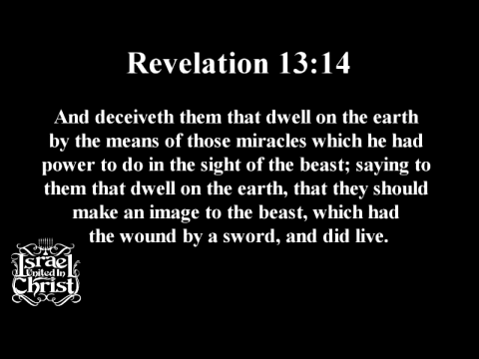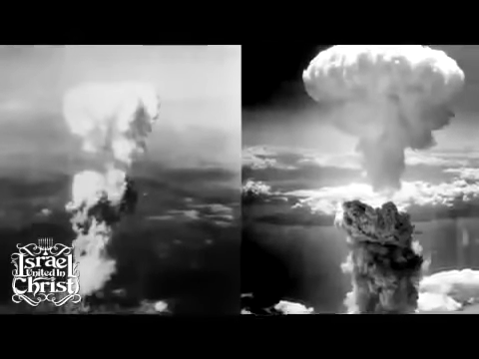Read that again. And deceiveth them that dwell on the earth by the means of those miracles which he had power to do in the sight of the beast. So now, how did it deceive them that dwell on the earth? When that bomb dropped and those two cities were decimated, the nation said what? They said God is with Esau. Right, God is with them.